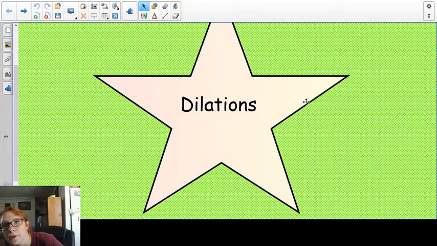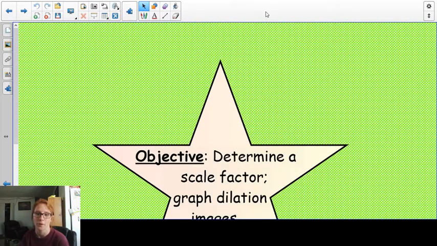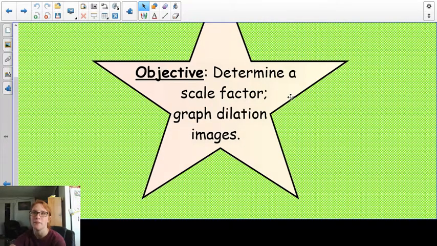Alrighty, so today we're going to go ahead and talk about dilations. You're going to want to make sure you have a calculator with you because we're going to do some multiplications. Maybe. There you go. Alright, so the idea today is to determine a scale factor, and we're going to go ahead and graph some dilation images.